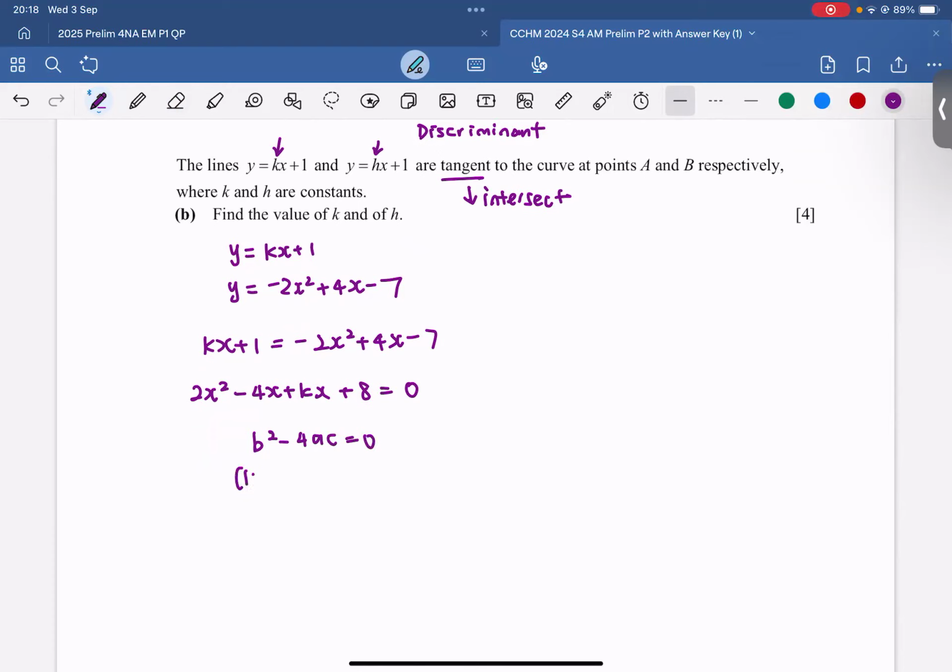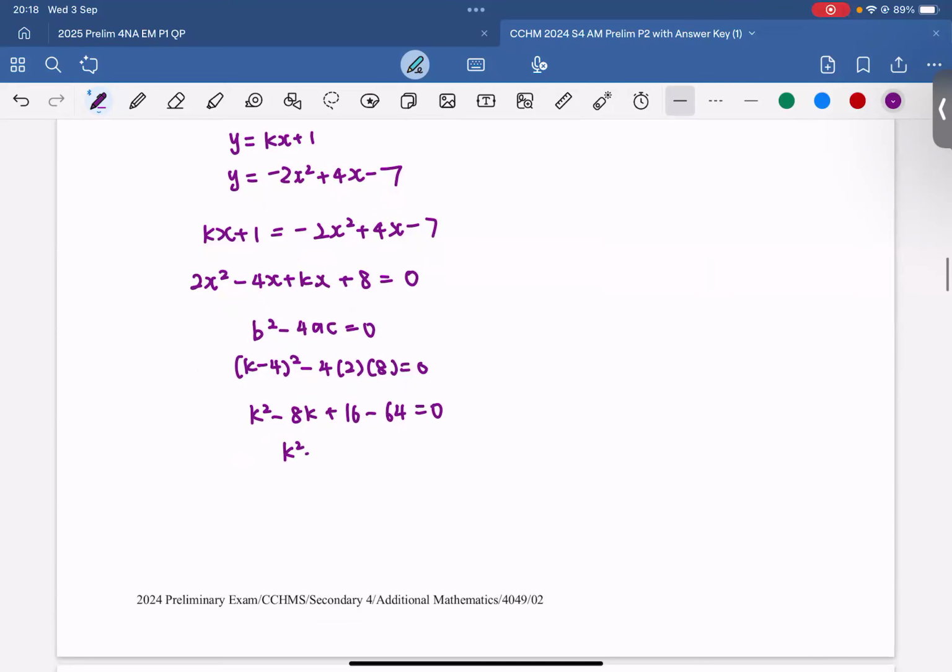So our b is k minus 4 square. My a is 2, my c is 8. So you can expand k square minus 8k plus 16 minus 64 equals to 0. Minus 48. Factorize. So k equals to 12 minus 4, or k equals to 12.